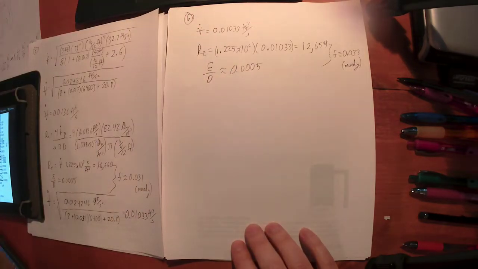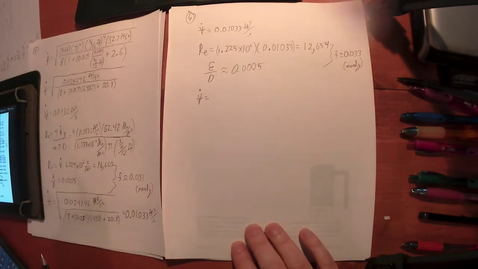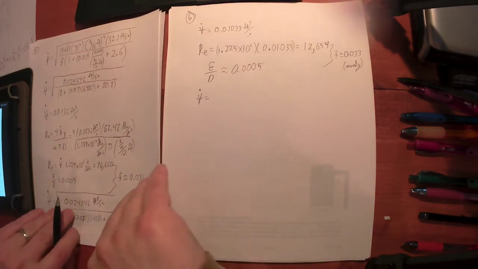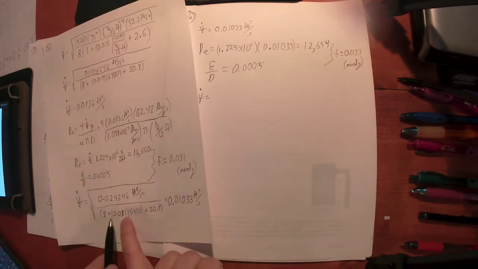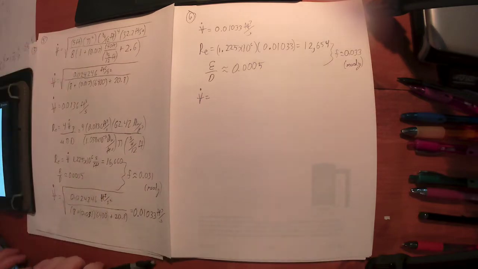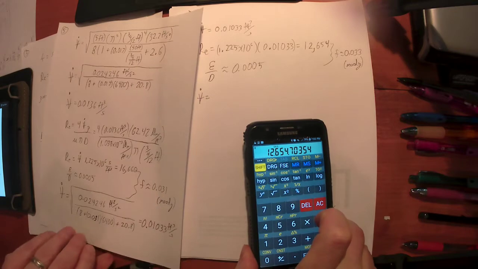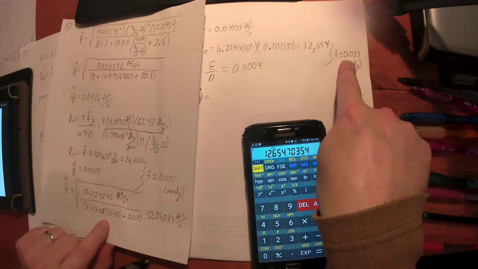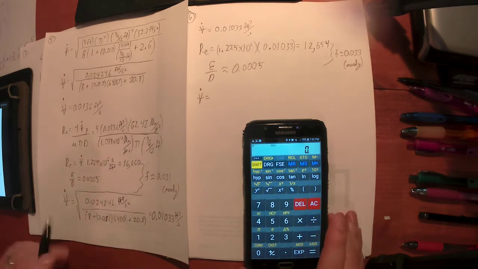Okay, so what do we do? Well, now we can find B again. If you've got a really nice calculator, you can have this expression entered into your calculator, and the only thing you're going to change is this one value. I'm not even going to write it out. I'm just going to use this as my template now with this F value in place of the 0.031.